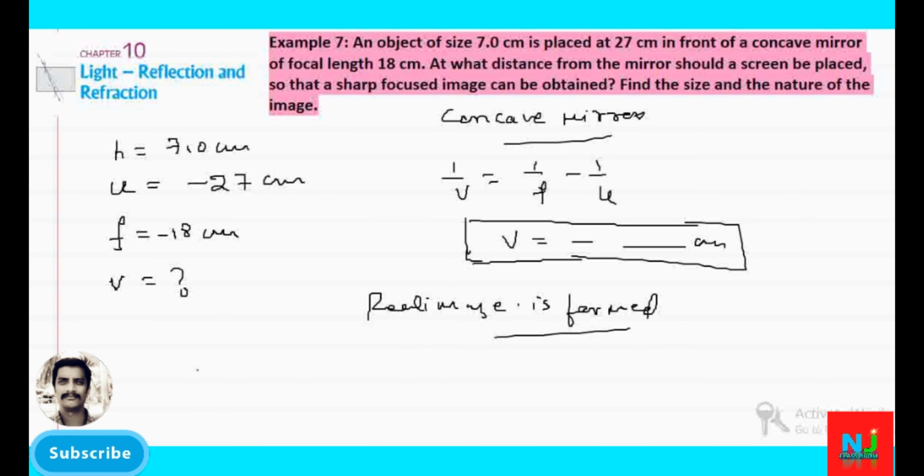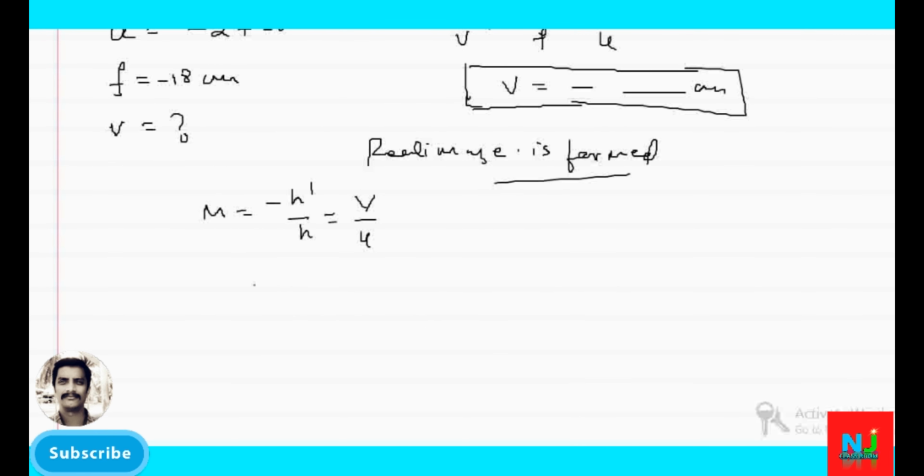How to find the size? The size can be found by using the magnification. What is the magnification formula? Minus h dash by h is equal to v by u, or h dash is equal to minus h times v by u. By putting all these things, we can calculate the height of the image formed by the concave mirror. Remember, h dash is always negative if we calculate by putting the values of u, v and h.